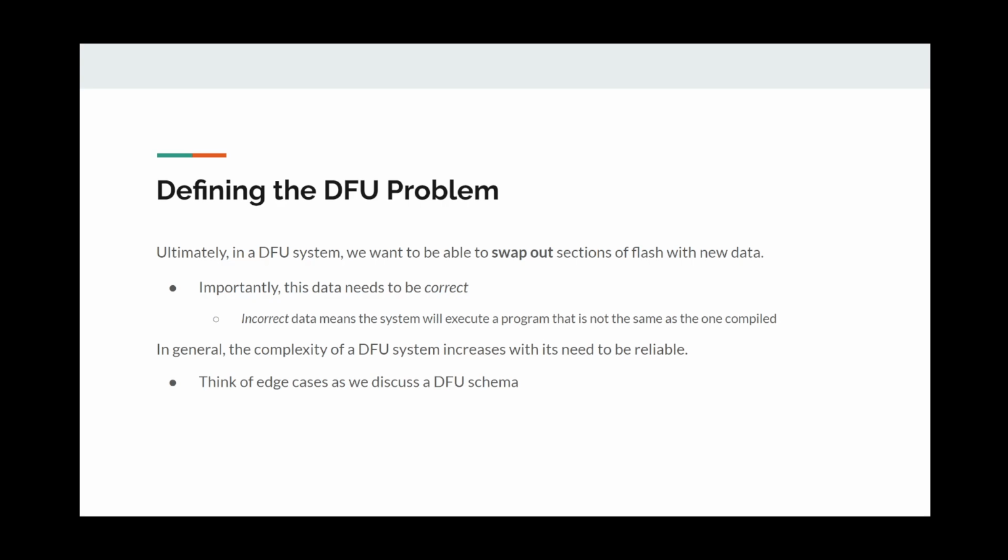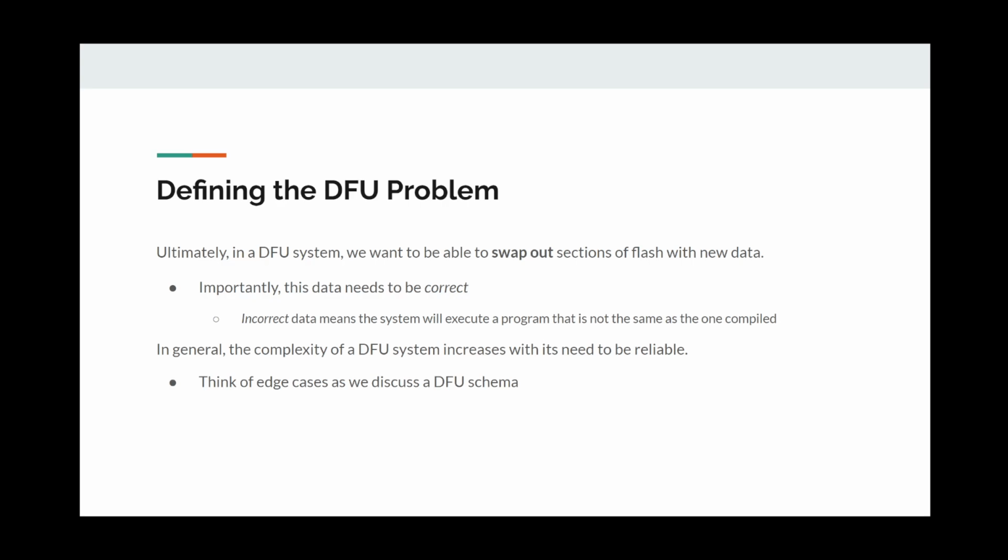One of the important things that we'll discuss later is what happens when your DFU system isn't robust. In general, the complexity of your DFU system is going to increase with its need to be reliable, because it's going to be one of the main things that you use to actually update your software. You can imagine if all of your phones and laptops, the updater just broke. Like imagine CrowdStrike. It's kind of similar in this case. If your bootloader screws up, it's going to be a very similar situation to CrowdStrike with all of your products.